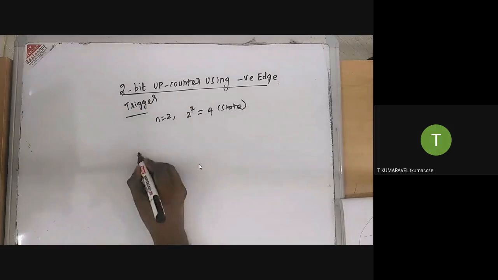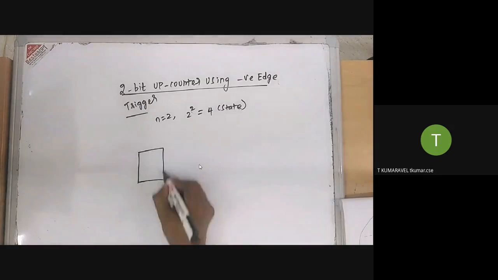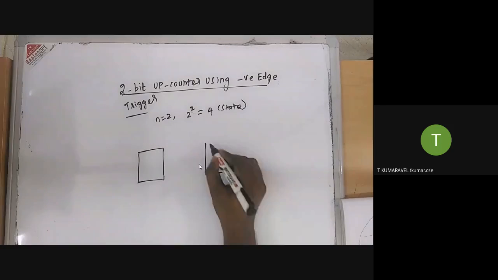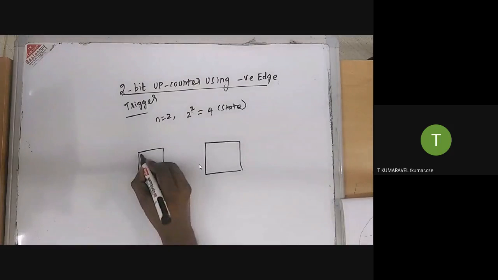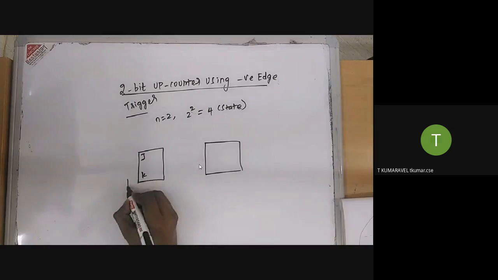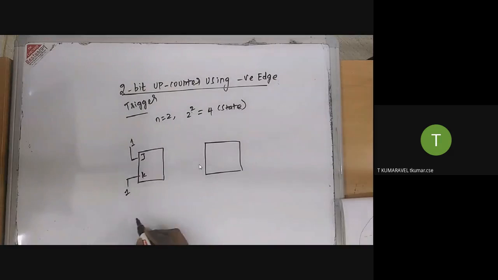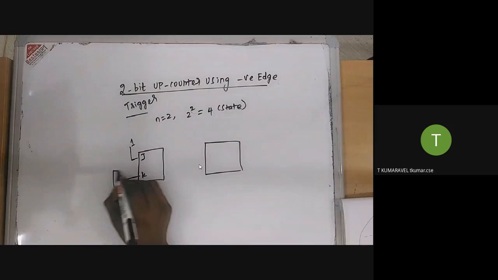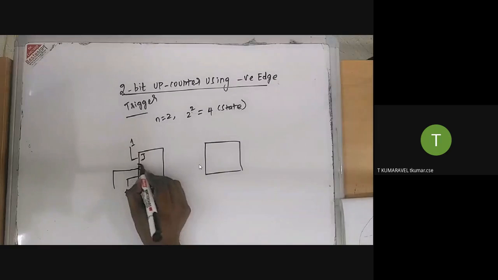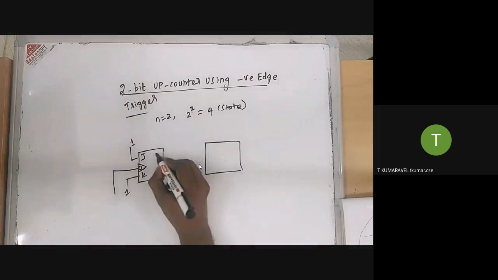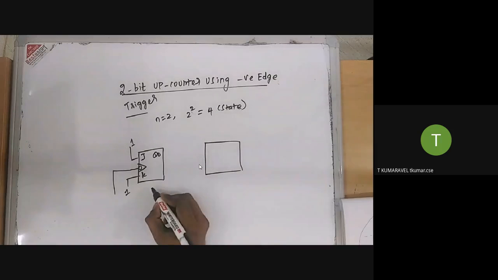In order to implement that 2-bit up counter, I'm going to take 2 JK flip-flops, J and K. The initial value of J and K is nothing but 1. Now I'm going to provide a negative clock. This is a ripple carry counter.